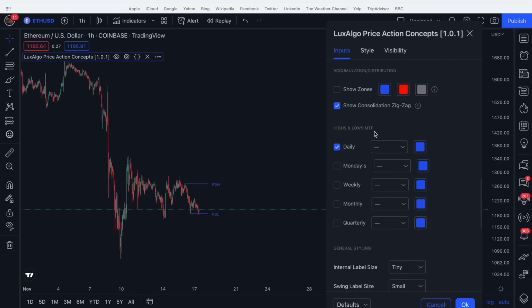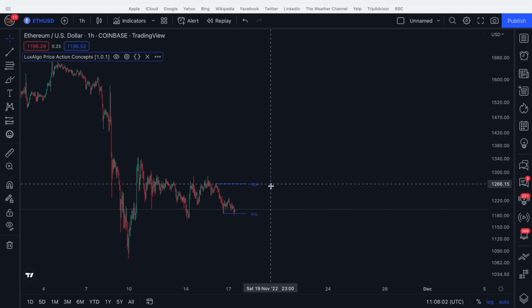Then we come to the highs and lows multi-time frame. So this can show us the highs and lows on different time frames. If we want to look at the highs and lows on the daily, we can select that and it shows us, look, previous daily high, previous daily low. So what can this tell us? Well, if this was the previous daily high, we can treat this as a resistance.